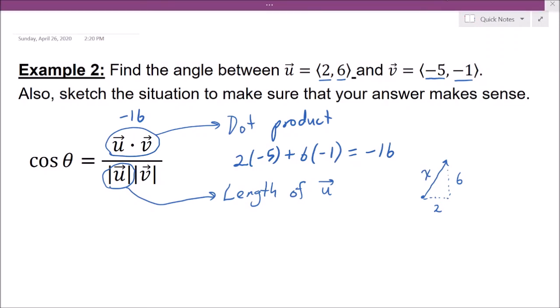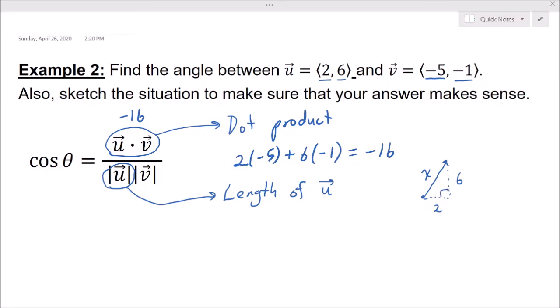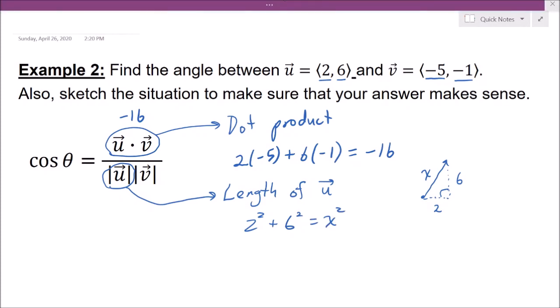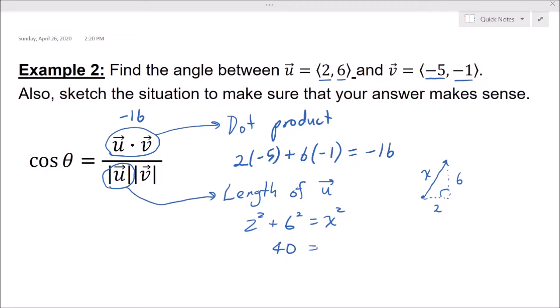It's a right triangle, so of course all we're going to do is use the Pythagorean theorem to find it. So 2 squared plus 6 squared equals x squared. Left side, 2 squared plus 6 squared is 40, equals x squared. And then to get x by itself, square root both sides. We'll just keep it exact. So x equals square root of 40. So that's the length of the first vector. That's what will go here, square root 40.